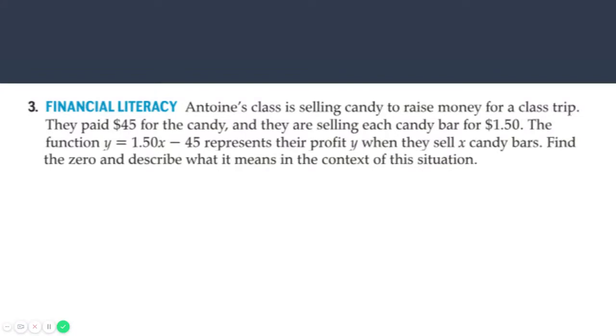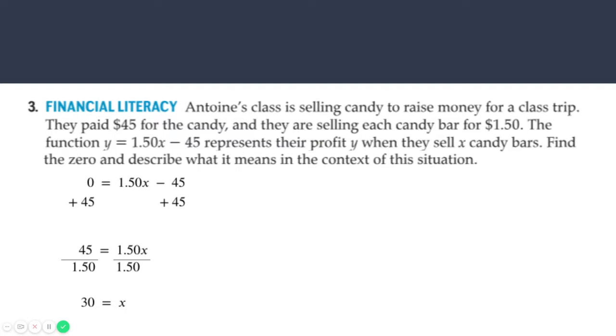So we got to first put in our 0. We put 0 in for the profits. And we're going to resolve this for x to figure out how many candy bars it's going to take before they actually start making money out of this. Got to isolate the x, add 45 to both sides. Get 45 equal to 1.50x. Divide by the 1.5. Use the calculator. 45 divided by 1.5 is going to give us 30.